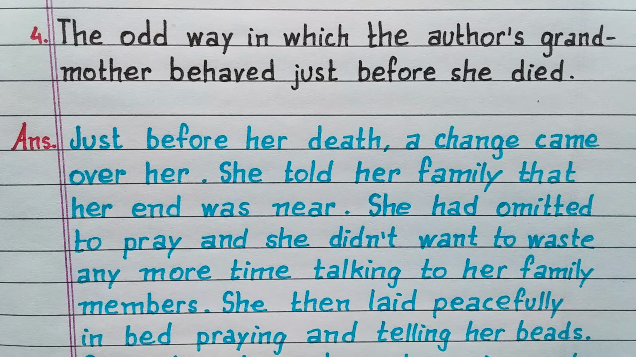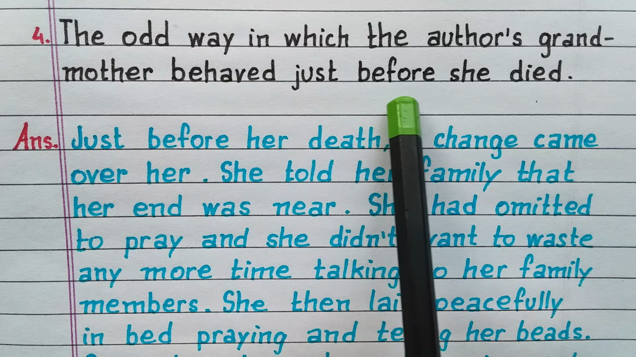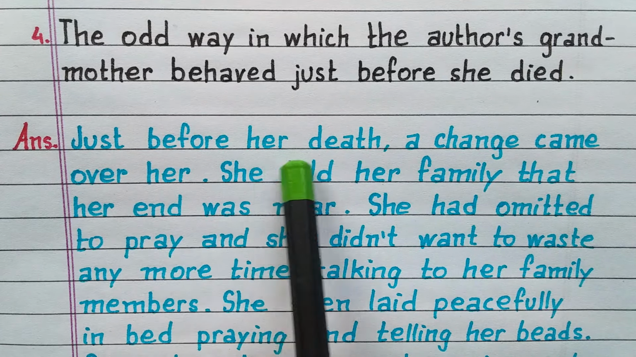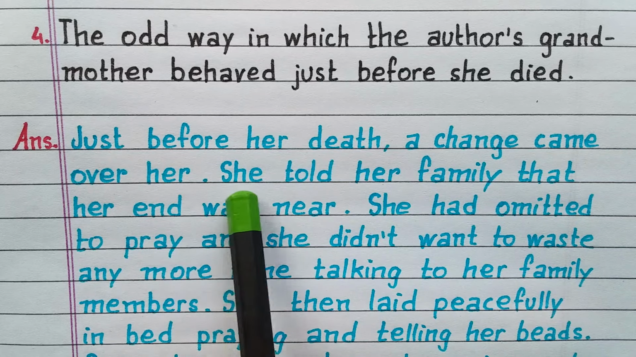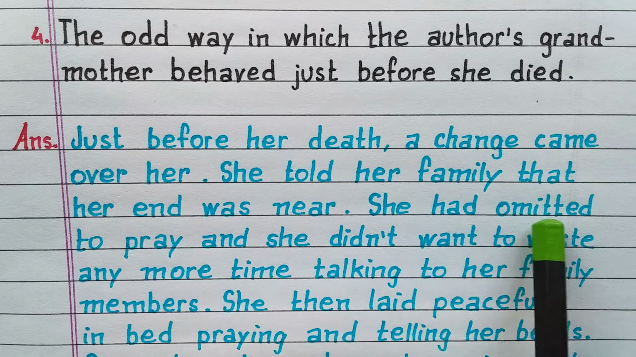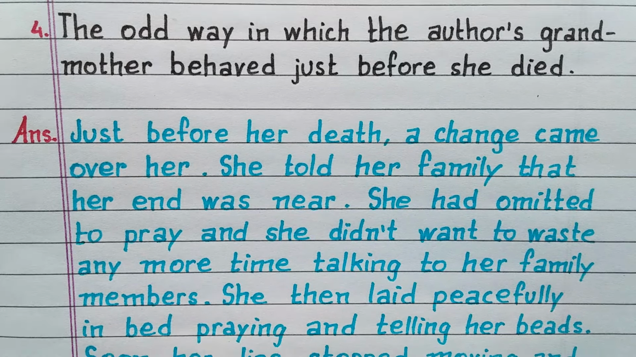Question number four. Mention the odd way in which the author's grandmother behaved just before she died. Answer: just before her death, a sense came over her. She told her family that her end was near. She had omitted to pray and she didn't want to waste any more time talking to her family members.